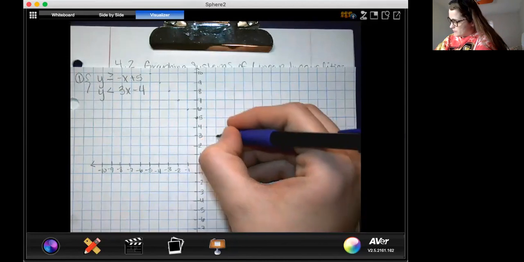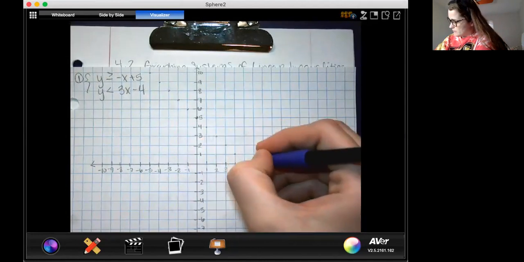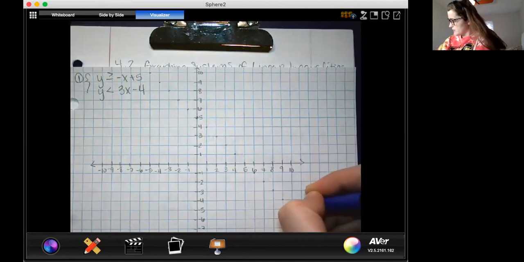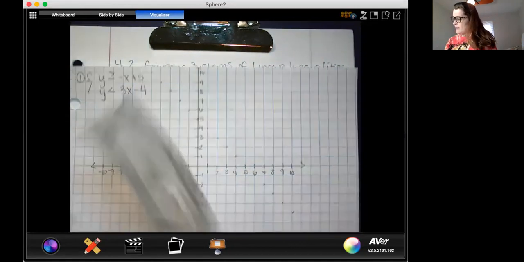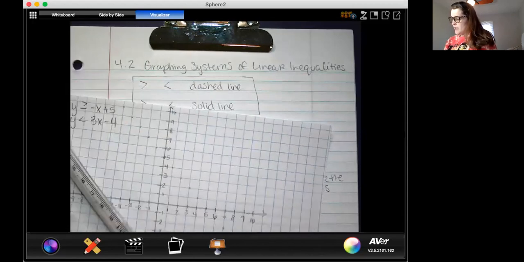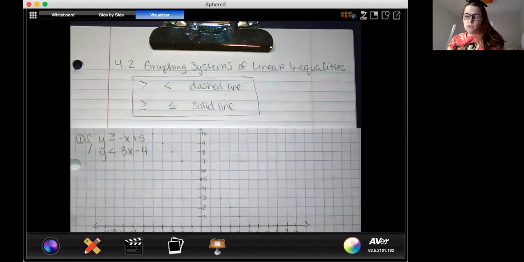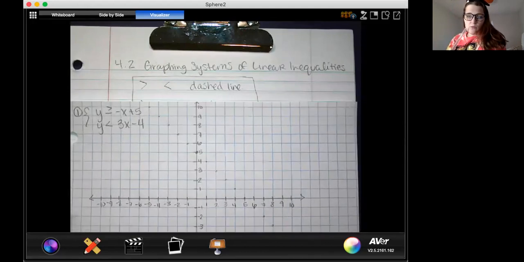Then I go the opposite direction and keep the same pattern. Very simply, just follow the pattern until I run out of numbers, and then we connect our line. Now remember, we have to think about dashed versus solid. So will this first line be solid or dashed?